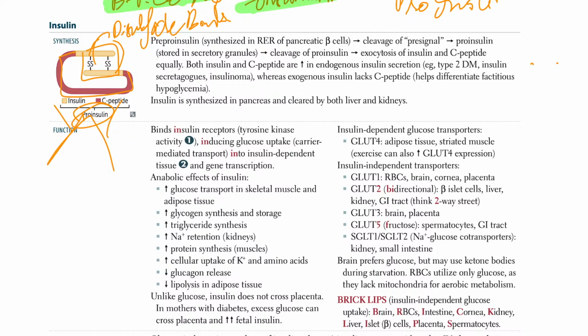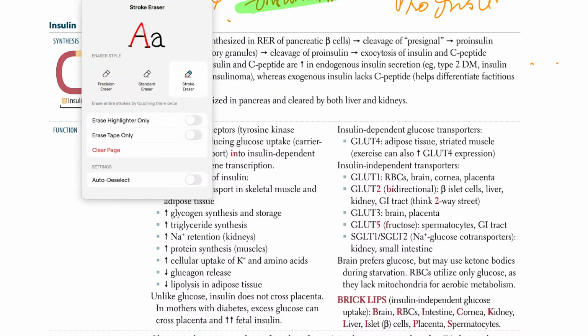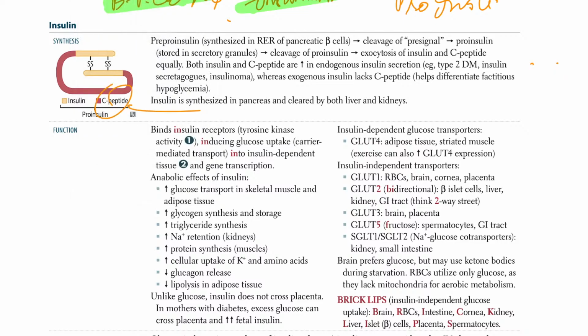Right. Now, one other thing is that when we are trying to check the levels of insulin, we actually look for C-peptide. Why is that? We do check the level of C-peptide because it has a longer half-life. So it has a longer half-life than insulin. Okay, that's one thing. And we measure this as an indicator for insulin secretion. Simple, right? So if we have a high C-peptide, that means for sure we're going to have a lot of insulin. No question about it, right?